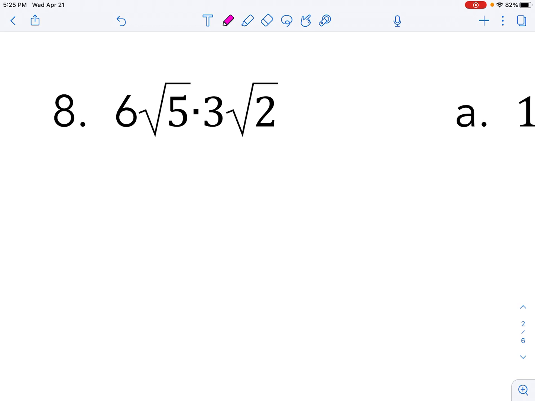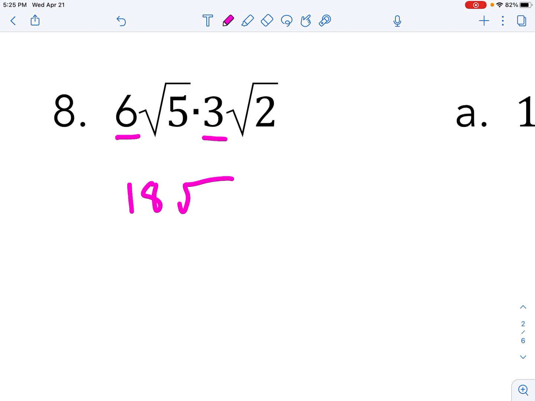Number 8, 6 root 5 times 3 root 2. My rule for radicals when I'm multiplying is the outsides multiply with the outsides. What I mean is if they're outside of a radical, they'll multiply together. So 6 times 3 is 18.